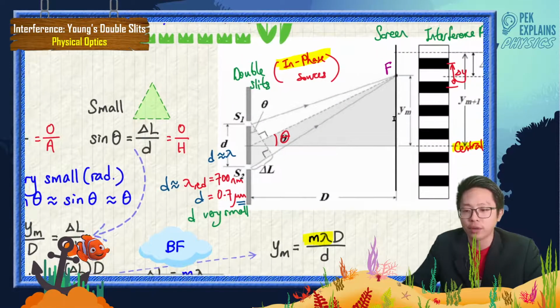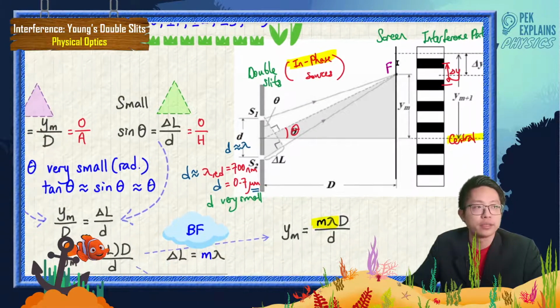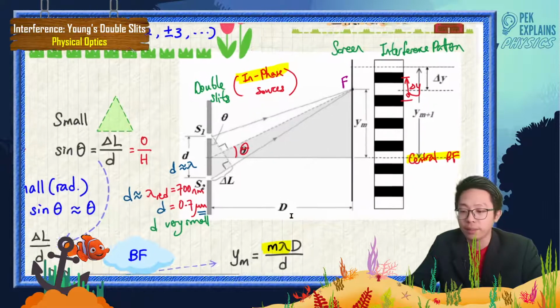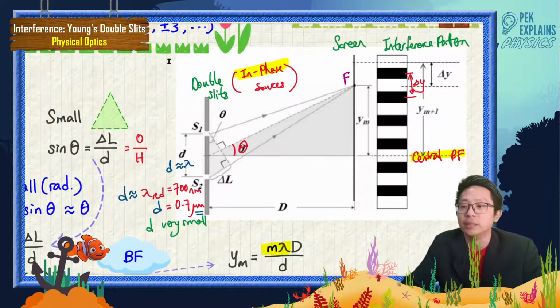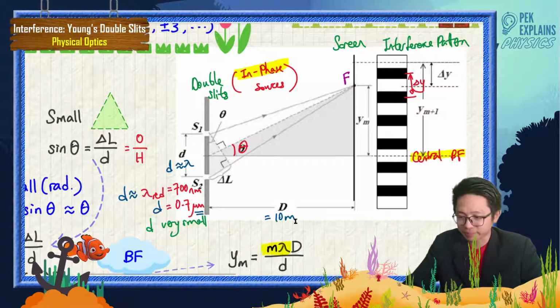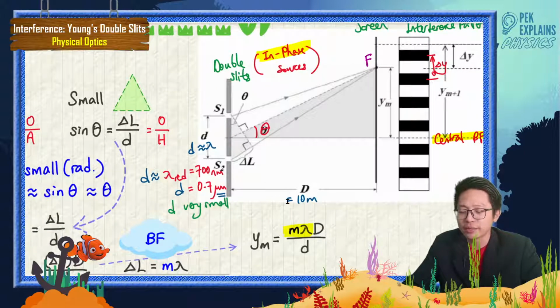How far is the screen from the double slit? How far is the big D? Big D is actually around a few meters. We can say maybe big D is around 10 meters away. So what I can say is big D is in terms of meters, and small d is in terms of micrometers.